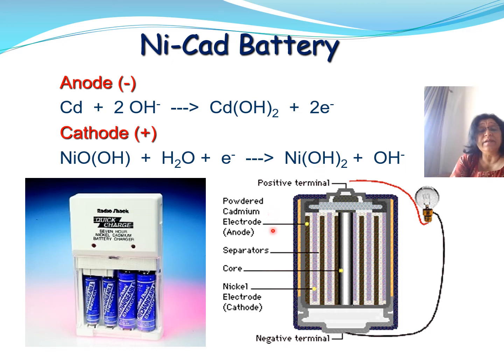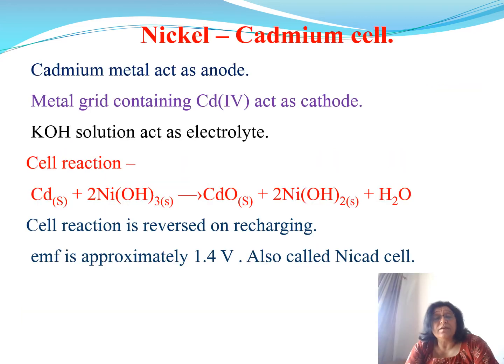So what do you see here? There is a powdered cadmium electrode which acts as anode. Then there is nickel electrode which acts as cathode. And there is a separator. This is the negative terminal and this is the positive terminal. When you connect the two, the light glows. So cadmium acts as anode, metal grid containing nickel oxide acts as cathode, KOH solution is the electrolyte. Cadmium plus nickel hydroxide gives you cadmium hydroxide plus nickel dihydroxide plus water. Cell reaction is reversed on recharging, and the EMF generated by each cell is 1.4 volts, also called the Nicad cell.